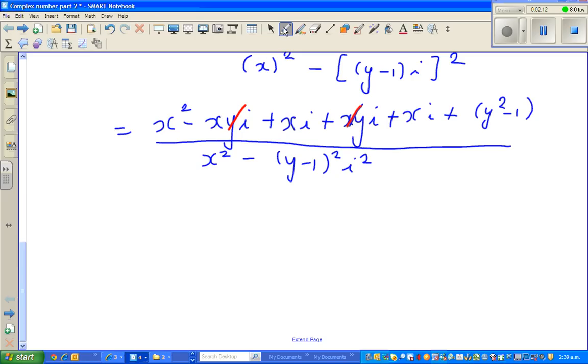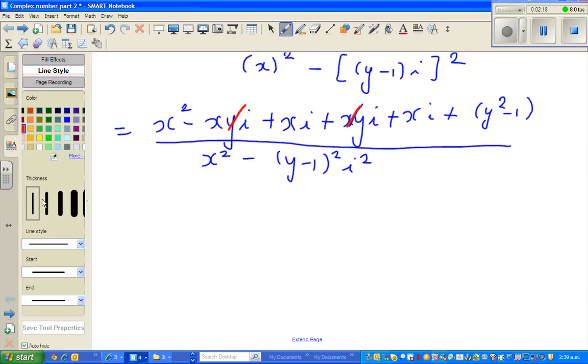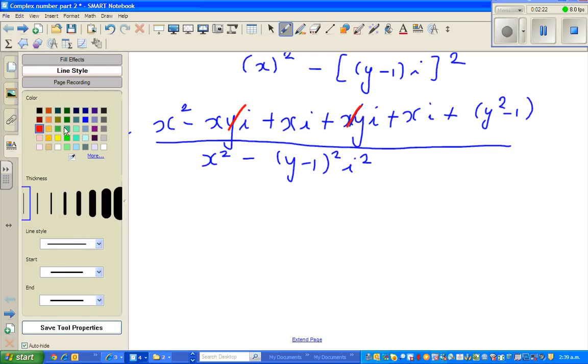I don't like this thick pen, I like a thinner pen. Okay, so this is this pen. Let me change color, for the sake of changing color.